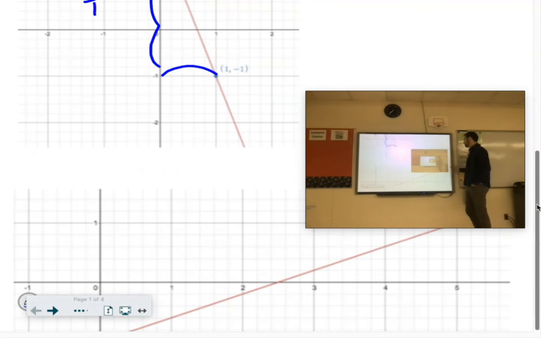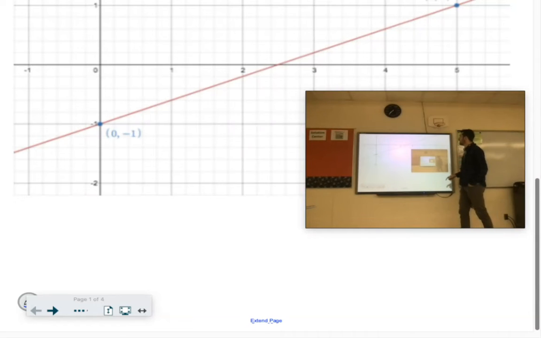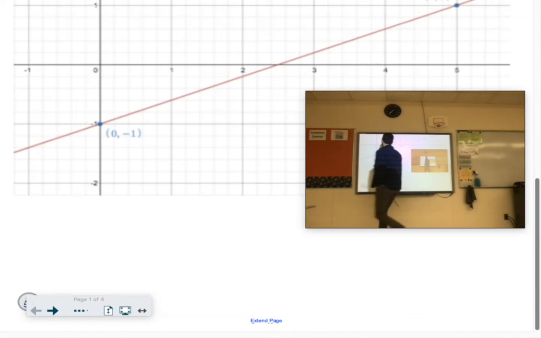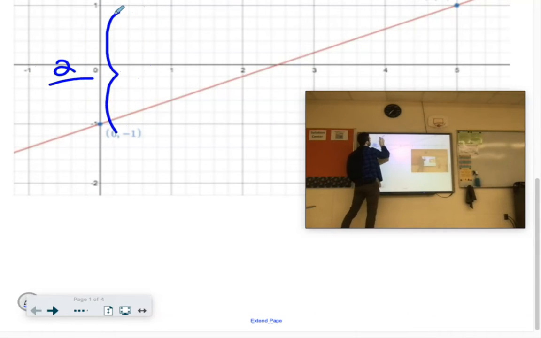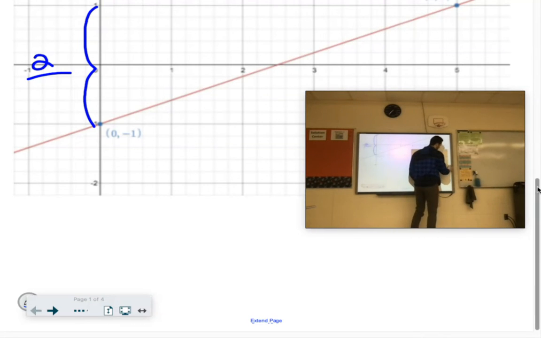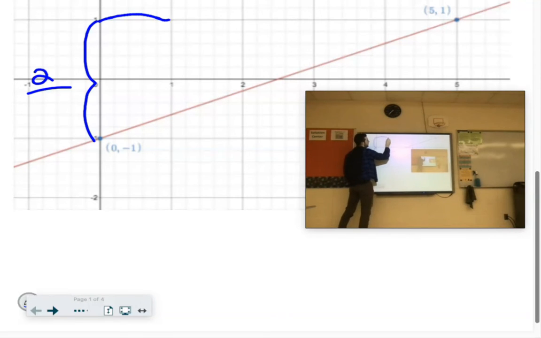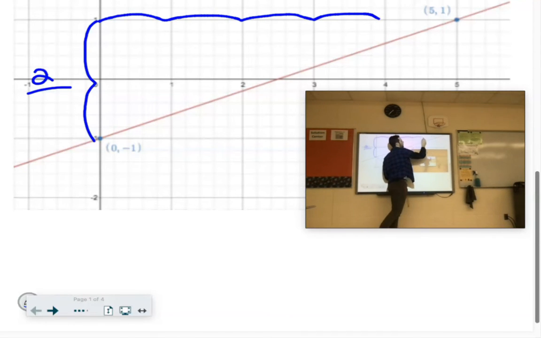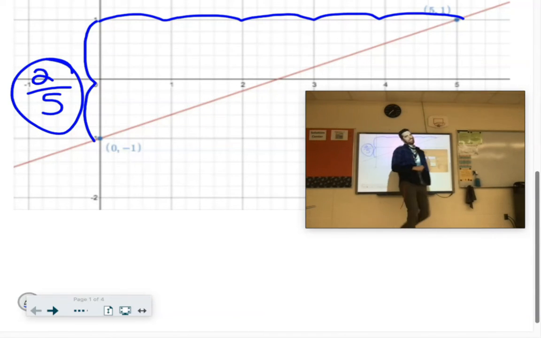Now for trying this one, whoa, this one looks a little tougher. This one is going up 1, 2, and over 1. Oh dear. Maybe I should scooch it back up a little bit. We went up 2, and we're going over 1, 2, 3, 4, 5. So the slope would be 2 over 5. You can't simplify that anymore, right?